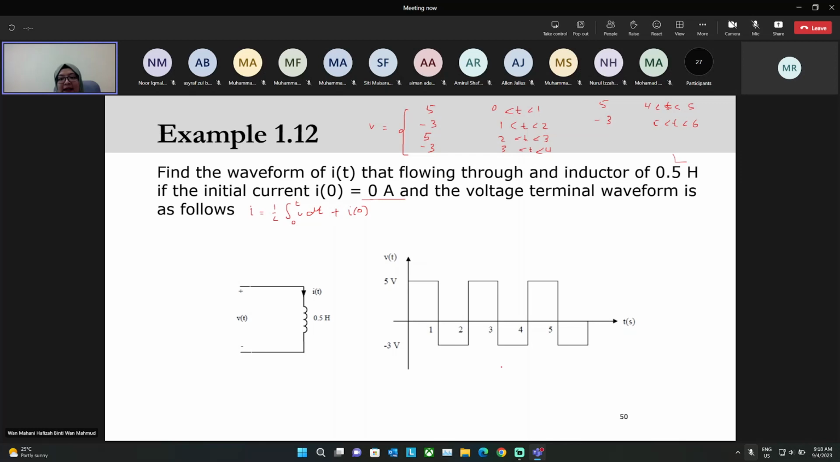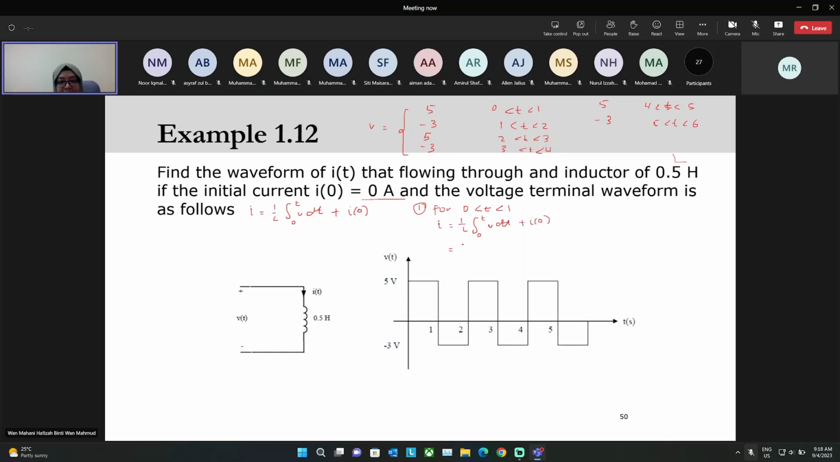Okay. So, lepas dapat equation V, kita dah baca. Then we can implement this one. Tapi you kena implement satu-satu lah. Buat step by step. Okay, the first one. Let's say for 0 to T to 1. Okay, untuk the first one. Macam mana nak implement? I equals to, guna je equations ni. 1 over L integration from 0 to T V dt plus I at time 0.